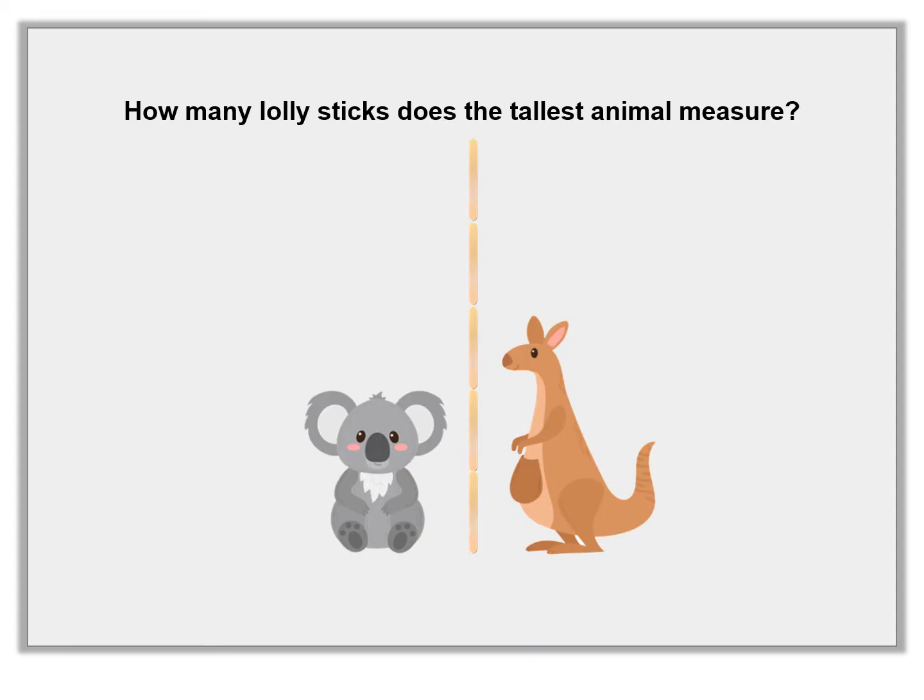Okay, so you can use all sorts of different things to measure heights. So here, lolly sticks have been used, and I want to know which animal is taller. So I'm going to draw a line from the animal's head to the lolly sticks and see which animal is taller. I thought it was the kangaroo, so I drew a line from the kangaroo to the lolly sticks. And I can see that the kangaroo is 3 lolly sticks tall. It's taller than the koala, who is only 2.